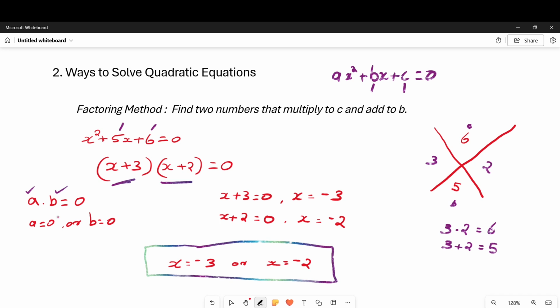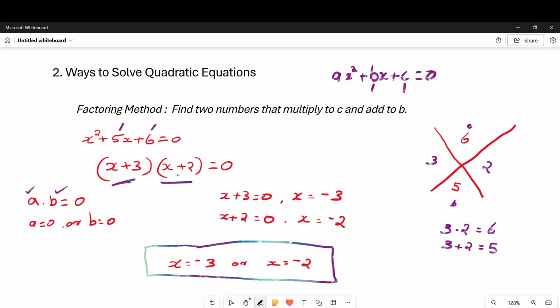So if a equals 0 and b equals 0, so x + 3 = 0, then what will be the value of x? And if x + 2 = 0, then what will be the value of x? Just try this. So x + 3 = 0, so x is equal to -3. If you put minus 3, then this x + 3 will be 0.